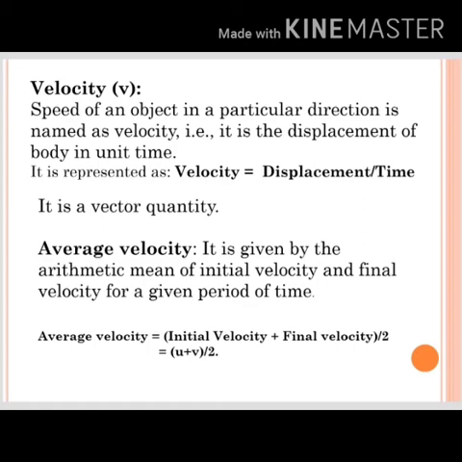When the velocity of the body changes at uniform rate, the average velocity is given by the arithmetic mean of initial velocity and final velocity for a given period of time. That is, average velocity equals initial velocity plus final velocity upon 2. If u is the initial velocity and small v is the final velocity, then average velocity is given by v_av equals u plus v upon 2.